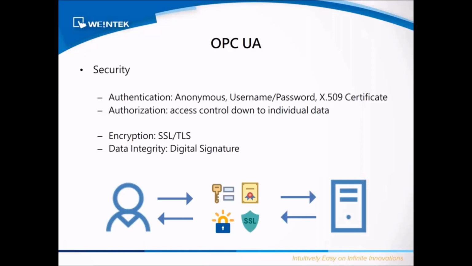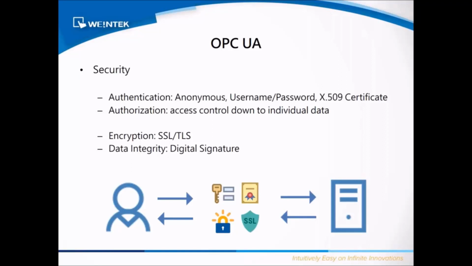So OPC UA solved this by using SSL and TLS encryption method, and they have, for example, on our platform, we support anonymous login, and we support using username and password, or we also support X.509 certificate. That is, you can use a very long certificate to log into a system, which is very safe compared to other two different authentication methods.